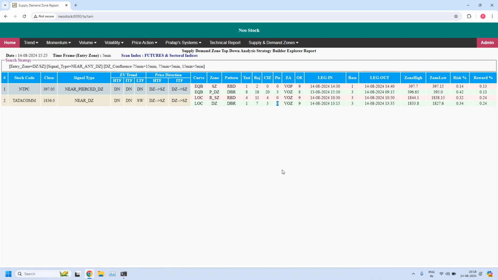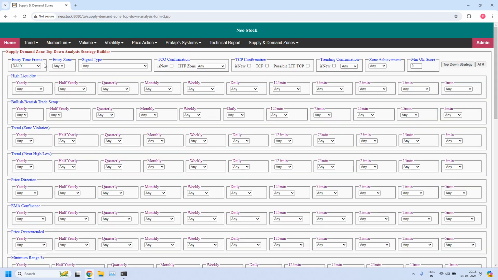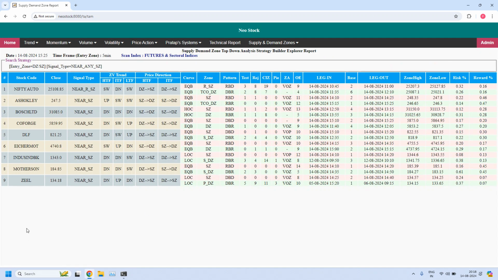Okay, this is about demand zone stocks. There is one more in 5 minutes time frame. Entry time frame is 5 minutes. Let's find the stocks near 5 minutes supply zone. 9 stocks are filtered.